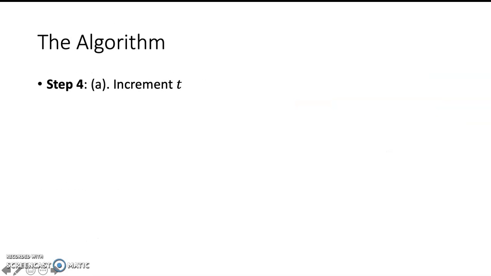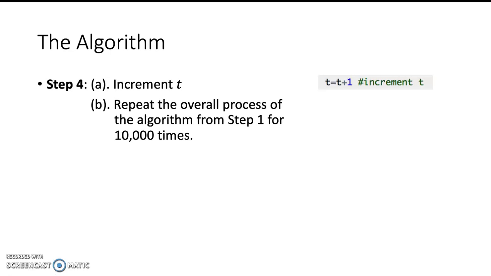And in step 4, we're incrementing t by setting t plus 1, and in part B, we're repeating the overall process of the algorithm from step 1 for 10,000 times. And this can be done if we store an n variable for 10,000, denoting the number of times repeating the process, and this process can be done with a for loop.